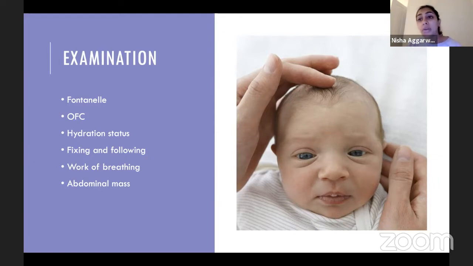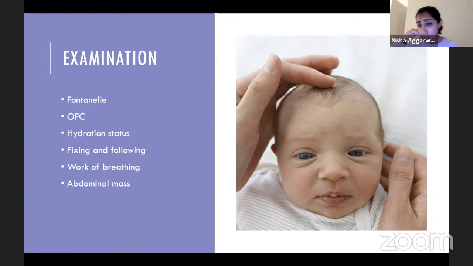Hydration status. A lot of you, I think, may have more adult experience than paediatrics, so just think about what you look for in adults. It's similar in the sense that you want to look for sunken eyes and dry mucous membranes. So still look for things like that in children and in babies.